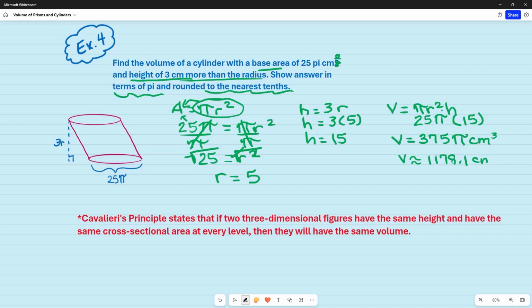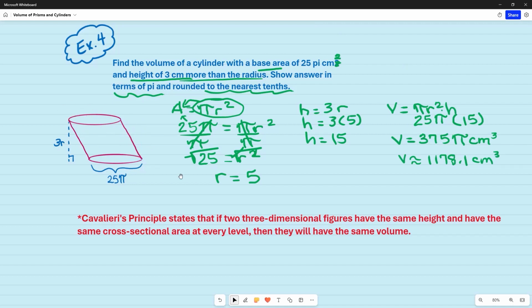1,178.1 cubic centimeters. I do want to point out Cavalieri's principle, which states that if two three-dimensional figures have the same height and have the same cross-sectional area at every level, then they're going to have the same volume. What that means is it does not matter if I have a slanted cylinder in this case versus one that's upright. As long as if I were to slice this in half, I'm going to see a circle in between each level, it's going to have the same volume.